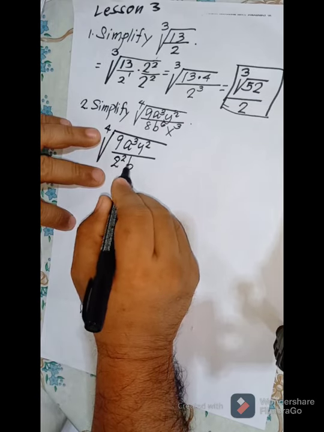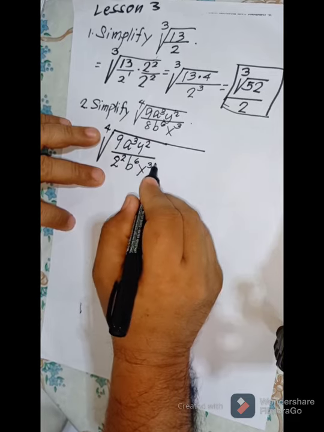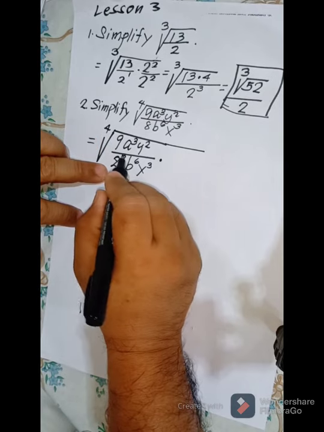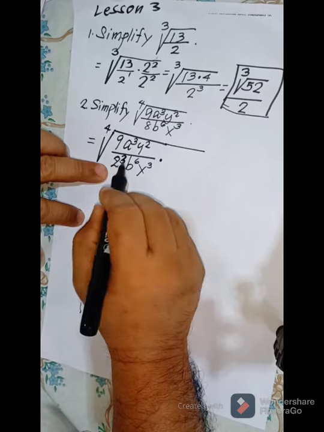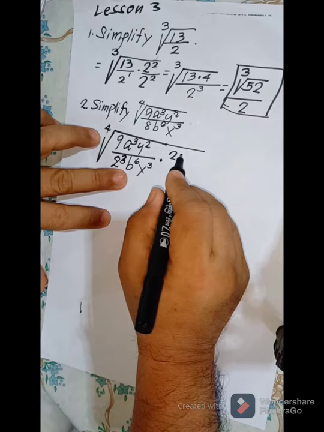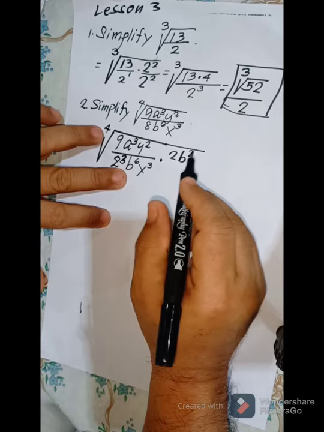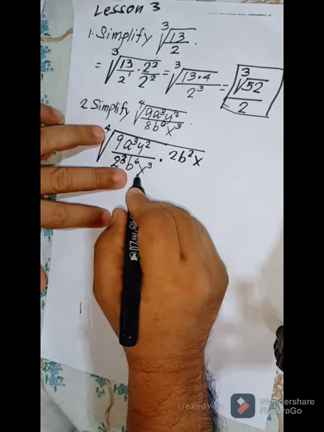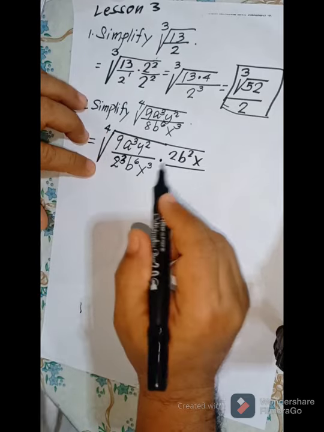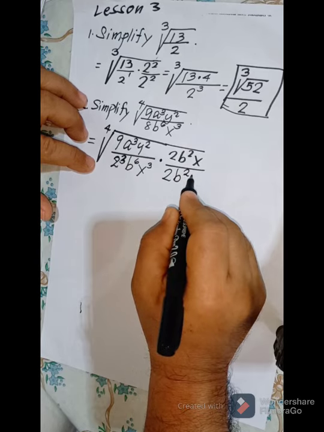b to the 6th, x cubed times, sorry, this is 2 cubed because this is equal to 8 times 2, then b squared, because b squared times b to the 6 is b to the 8th, then x, because x times x squared is x to the 4th, over the same is multiplied to the denominator, 2b squared x.